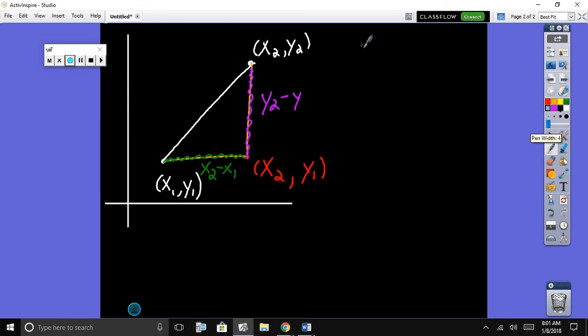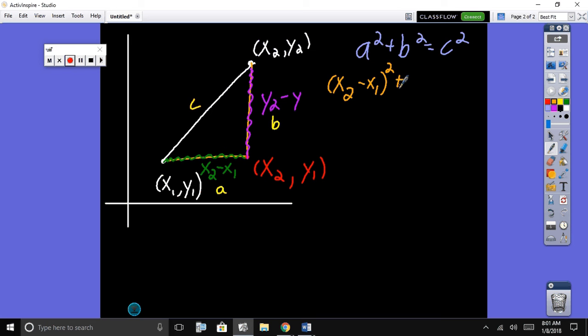So let's look at these values inside the Pythagorean theorem, just like before. If I say I got a squared, well, we could say this is a, this is b, and this is c. So a is x2 minus x1. That value is squared, plus b squared, which in this case was y2 minus y1. That value squared is going to equal this total still of c squared.